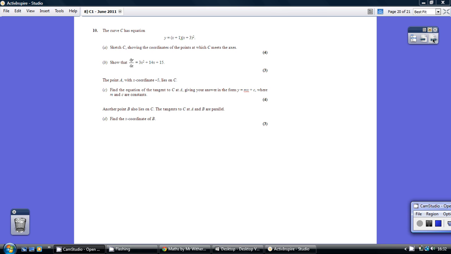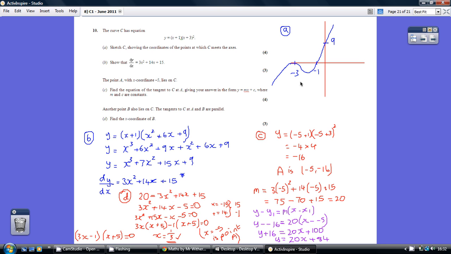Question 10. So it's a cubic graph, so looking at this shape, crossing the x-axis properly at -1 and kissing the axis at -3 because this term is the squared one, so kissing at -3, so here, and then crossing the y-axis when x is 0, so that's 1 times 3 squared, which is 9, this shape.